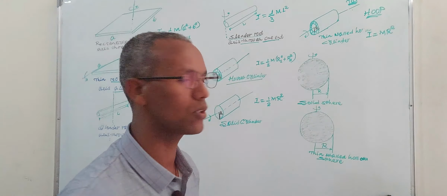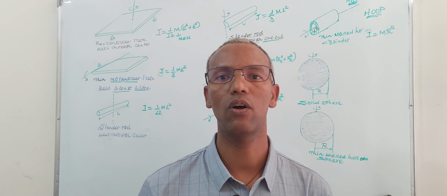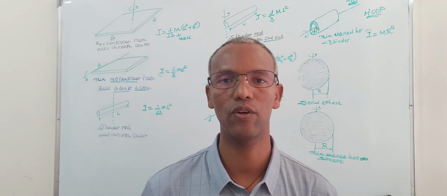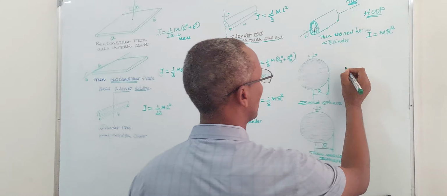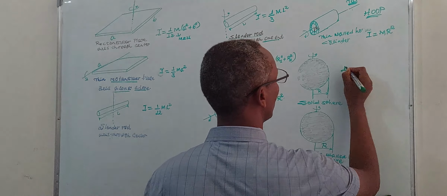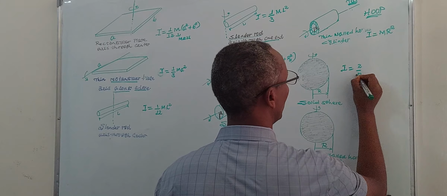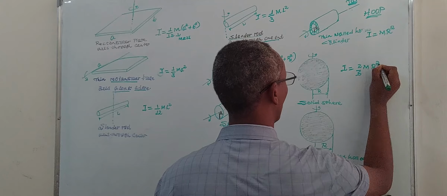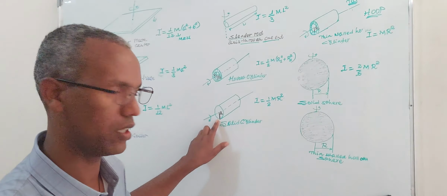And then this one is a solid sphere. To find the moment of inertia for a solid sphere, we can use moment of inertia equals 2 upon 5 mass times radius r square. As you can see, there is a radius over here.